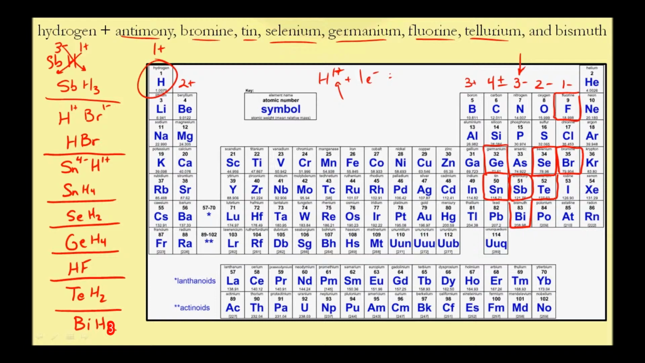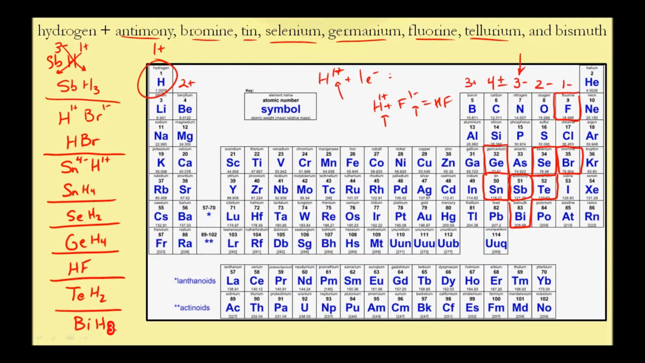So when we have H plus F, F has one extra. It has one extra negative, so it's 1 minus. Hydrogen needs one more. So when they form HF, the hydrogen partially accepts the electron that fluorine has as extraneous.